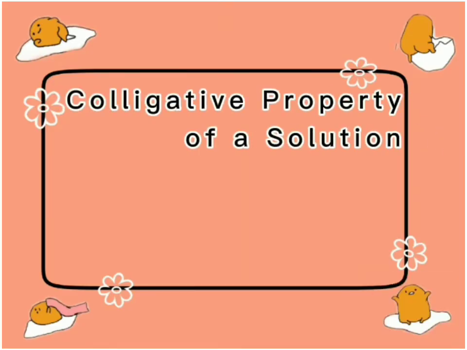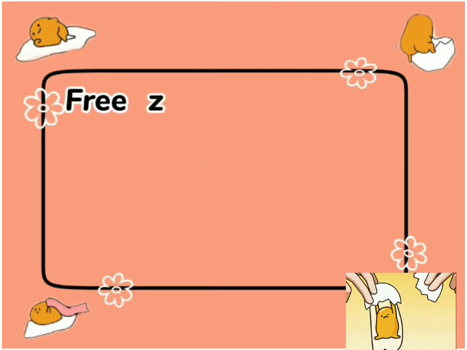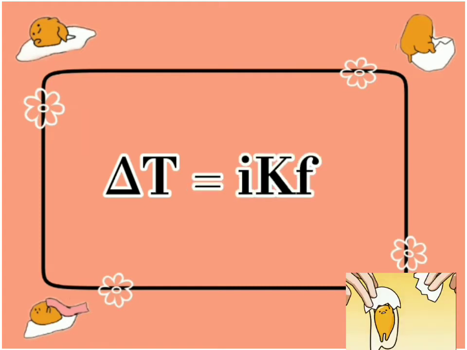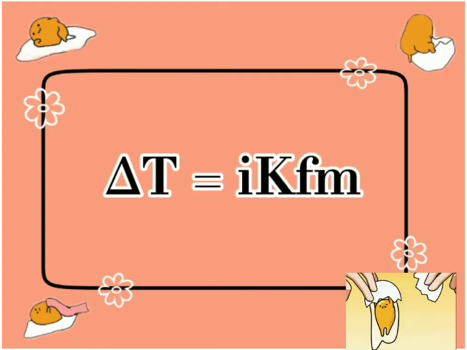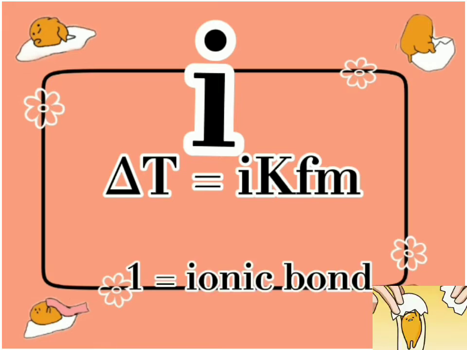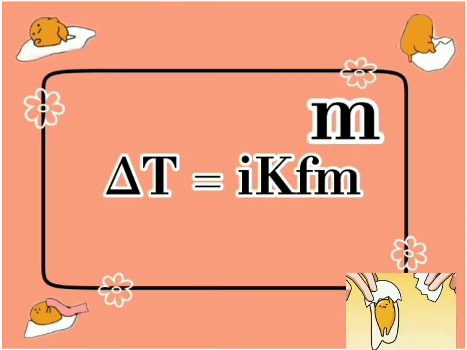Colligative properties of solutions are properties that depend upon the concentration of solute molecules or ions, but not upon the identity of the solute. One of those is the freezing point depression. Freezing point depression measures the lowering of the freezing point of a solution. To solve for the freezing point depression, we have the formula: change in temperature is equal to i Kf m. i is the number of particles of a solute. It is always equal to 1 unless the solute is ionic. Kf is the freezing point constant, while m is the molality of the solution.